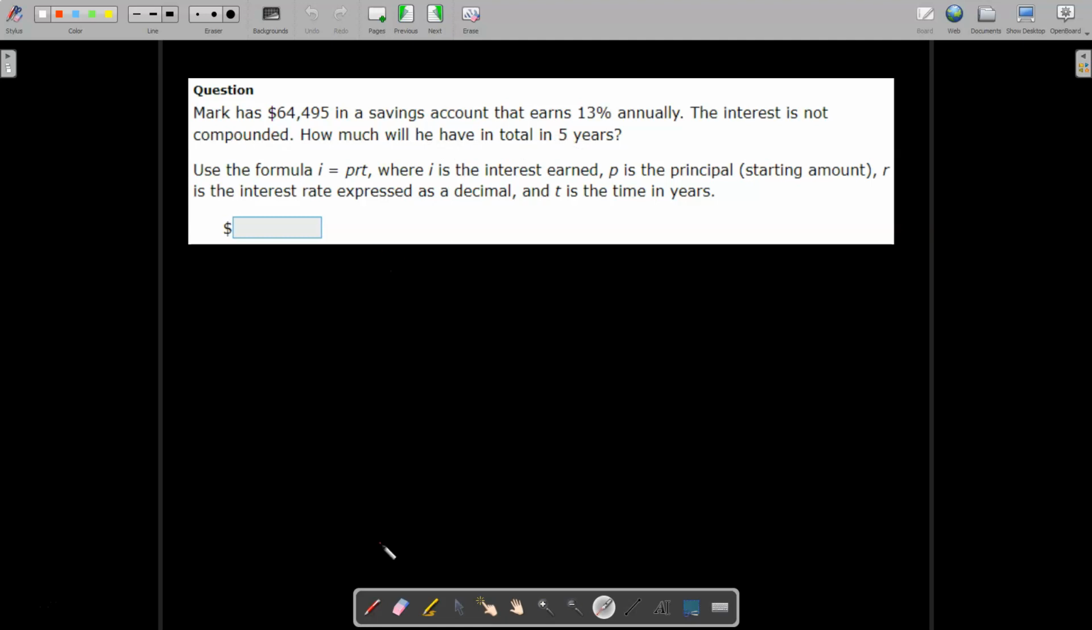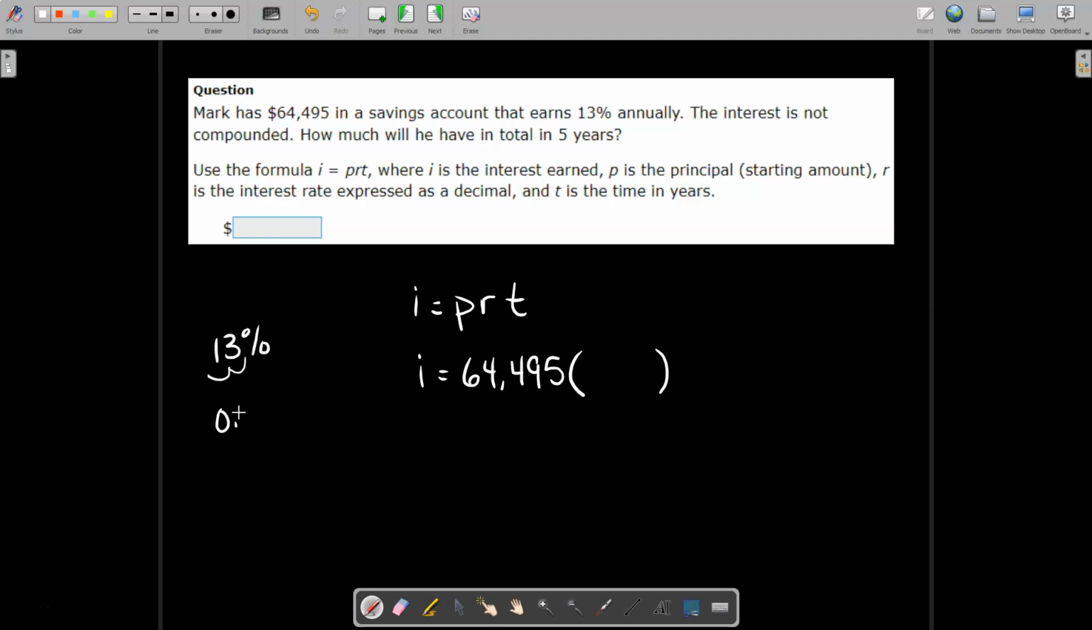So our numbers are a little bit bigger here, but we're still going to use that same concept. We know that interest is equal to principal times the rate times time. So let's go ahead and find each of our values here. Just more numbers to write down, right? 64,495. We're going to multiply that times the interest rate, which is 13%. We'll put 13% over to the side. Move that decimal over 2 places to get 0.13 as a decimal. So put that in, 0.13. And the time we have here is 5 years.